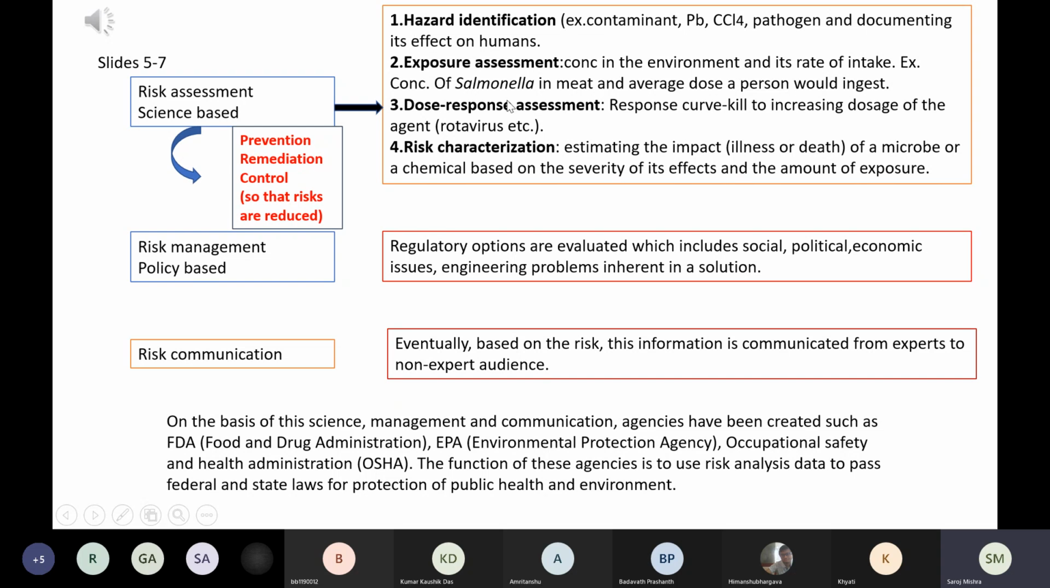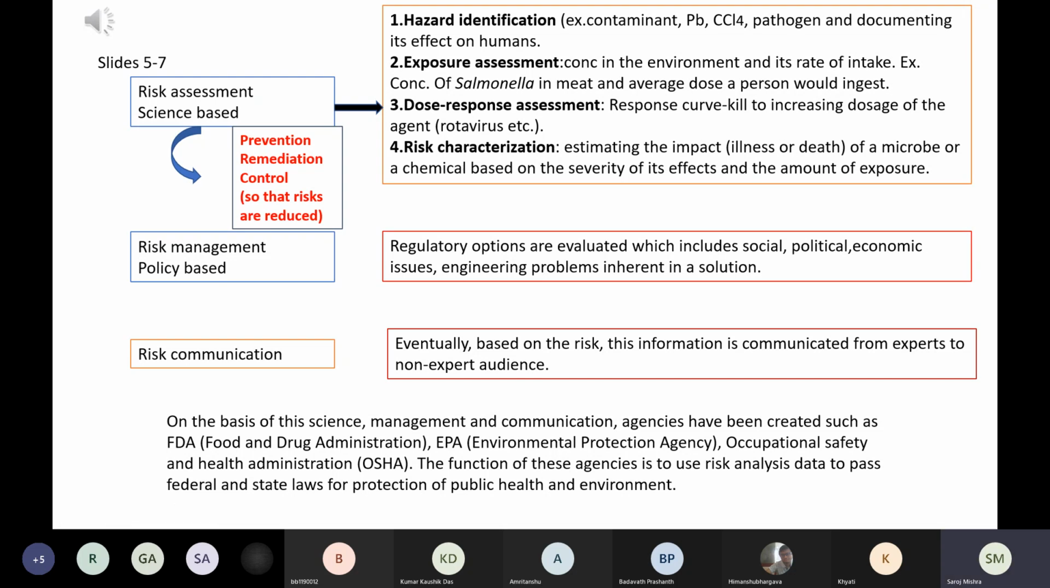That exposure assessment is the concentration of that in the environment and how much you are going to take up. For example, the concentration of salmonella in meat and the average dose a person could ingest depending on how much meat they are going to eat. They will be exposed to a certain level of salmonella. Somebody who is purely a meat eater, doesn't take any vegetables, is likely to be exposed to a greater level. So exposure assessment is that part.